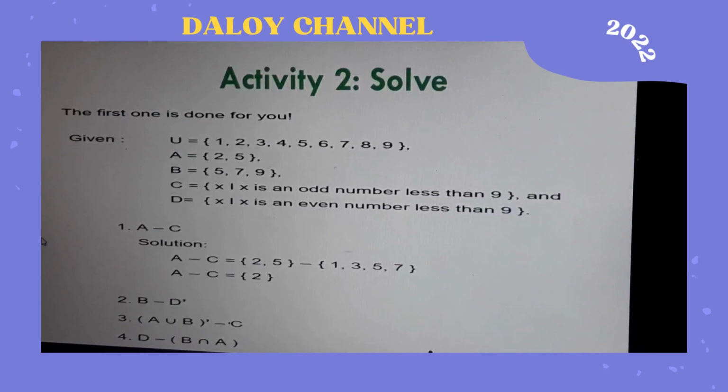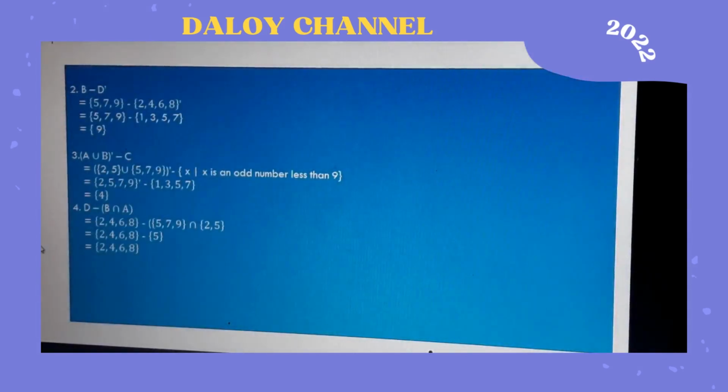So, for this activity, you'll be given time to answer. Okay, I have here a solution to the remaining requirement for you to find out whether your answer is correct. If you made a mistake in this activity, try to observe at what step you missed your answer.